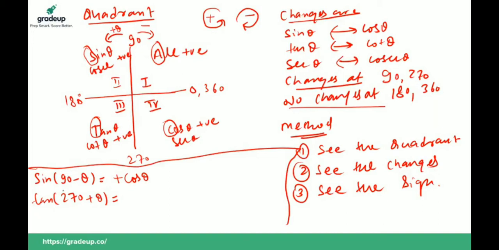Now if you know this, 270 plus theta is what? Here, see the quadrant first. 270 plus theta is in the fourth quadrant. Now see the changes. At 270 there will be a change, and tan theta will change into cot theta. Now see the sign. Is tan theta positive or negative here? Obviously, cos theta and sec theta are positive in the fourth quadrant, so tan theta is always negative. I hope you got the point.